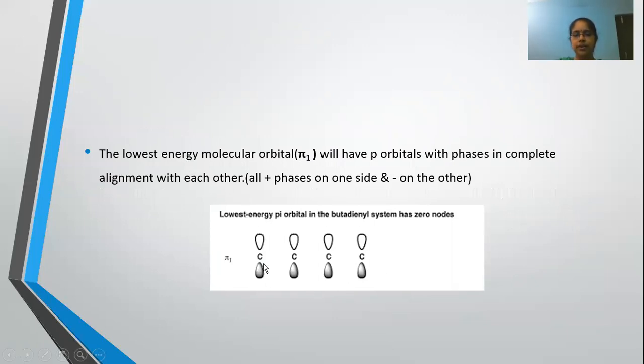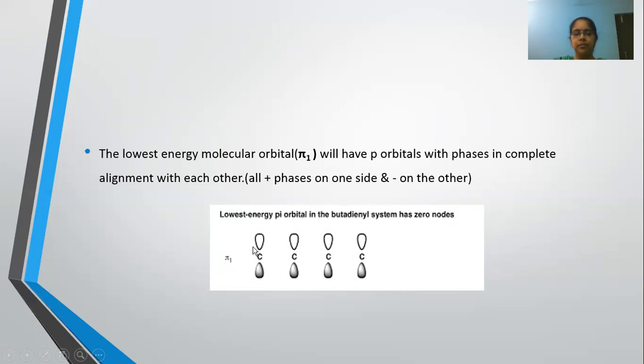This is the lowest energy molecular orbital, which is represented as pi1, which does not contain any nodes in between. That means all the phases of the p orbitals are in the same direction, or they are arranged on the same side. So it has p orbitals with phases in complete alignment with each other. That means all positive phases on one side and all negative on the other. Here positive represents the crest and negative represents the trough.